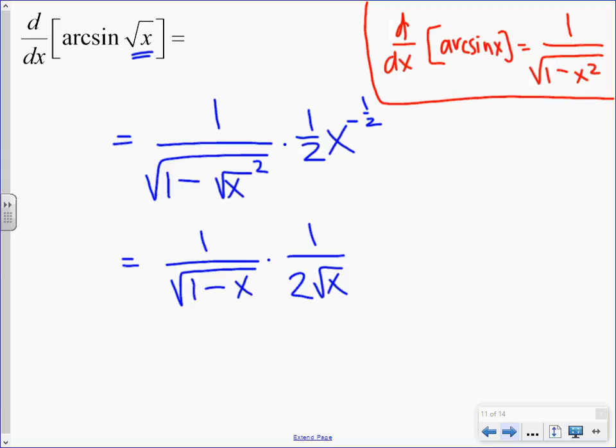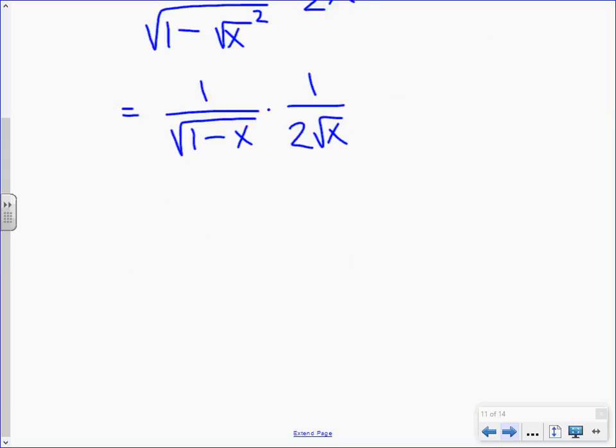Okay. I would be a very happy Mrs. Holman if you left it like this. If you wanted to simplify it all the way, let's remember our rules of radicals. Okay, the 2 is going to stay on the outside, but since we have 2 radicals that we are multiplying, it is okay to multiply what's underneath together. Okay, so you could write it like this.